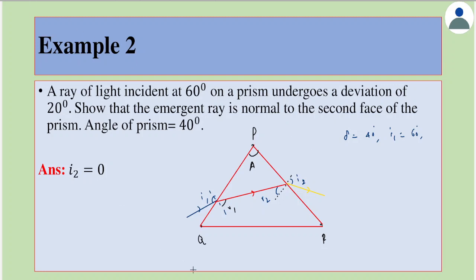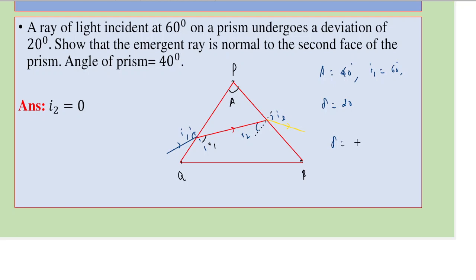Now here the deviation is not 40 because it is the angle of prism. So basically here A is equal to 40 degrees, and the deviation is equal to 20 degrees. So we know that delta is equal to I1 plus I2 minus (R1 plus R2). Delta is equal to I1, which is 60 degrees, plus I2, which is unknown, minus (R1 plus R2), which is nothing but the angle of prism A, equal to 40 degrees, and delta itself is given as 20 degrees.